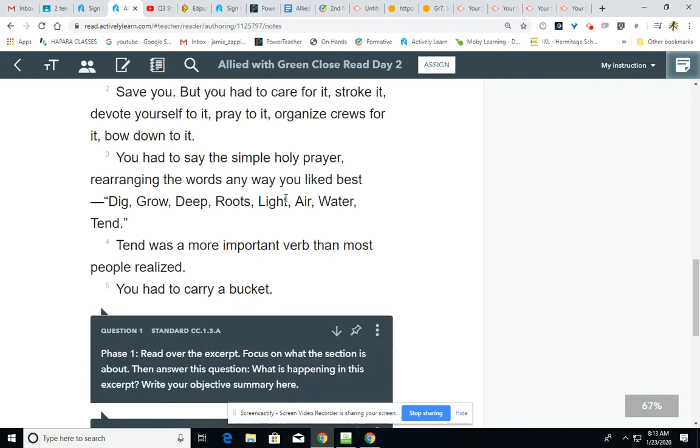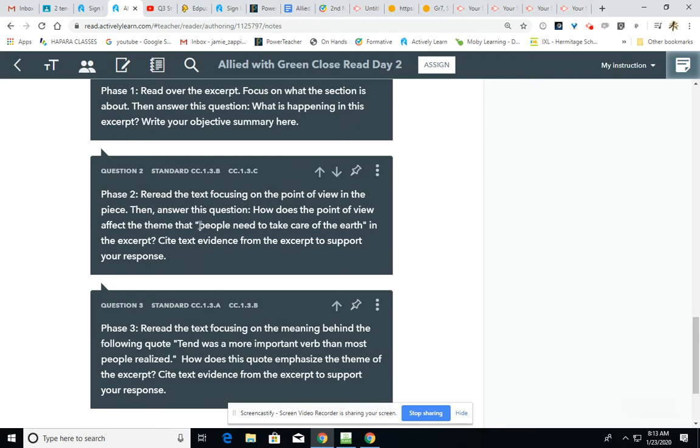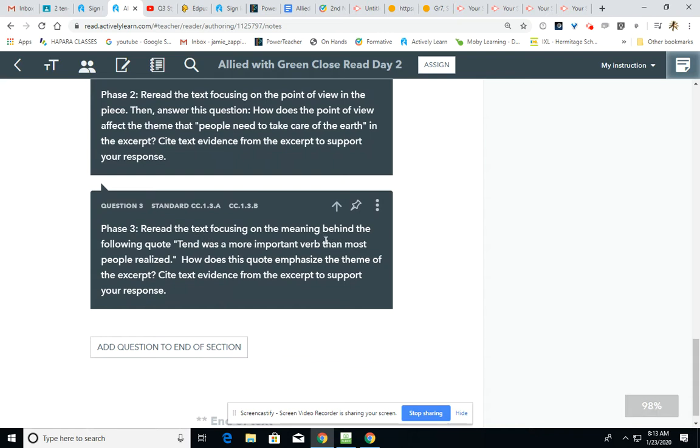And in this phase, as you read it one final time, you're going to be focusing on that theme as mentioned in phase 2, that people need to take care of the earth. I want you to reread the text, thinking about how the quote given in this excerpt, in fact, emphasizes that theme. The quote I want you to focus on from this excerpt is the quote, "Tend was a more important verb than most people realized." As you think about how this quote emphasizes the theme in this section of the excerpt, I want you to also cite evidence outside of this quote to help support your response to this question.